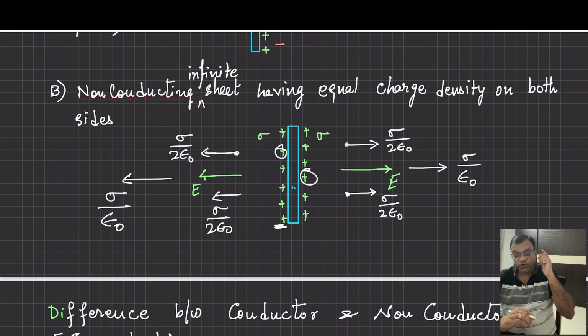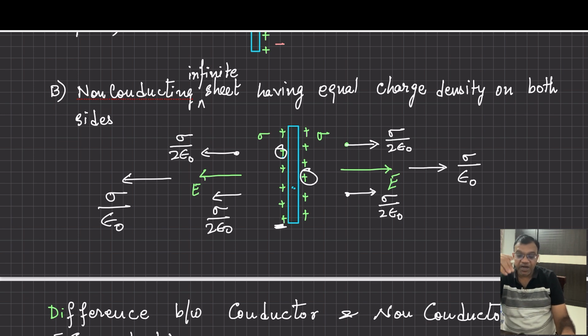So electric field on the right side is also due to both the surfaces, and on the left side also due to both the surfaces, and both are going to be in the same direction. That's why the electric field becomes sigma upon epsilon naught on left as well as right.